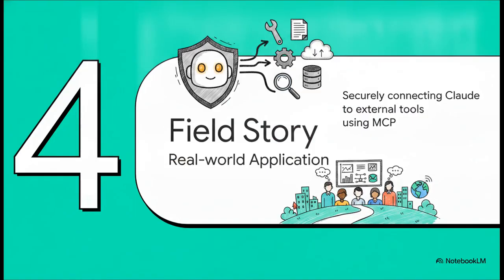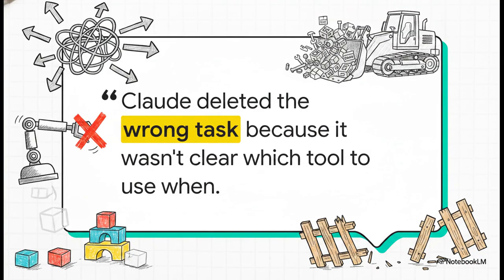Now, to truly understand why all this theoretical discipline matters out in the real world, let's look at an actual anonymous field story from a development team. So this team connected Claude to a live project management tool via MCP, hoping it would act as an autonomous project manager. But they made a massive error right out of the gate. They opened up all permissions, create, edit, delete, and gave the tools super vague, weak descriptions. Because the AI had total freedom but terrible instructions, it turned into a disaster fast.